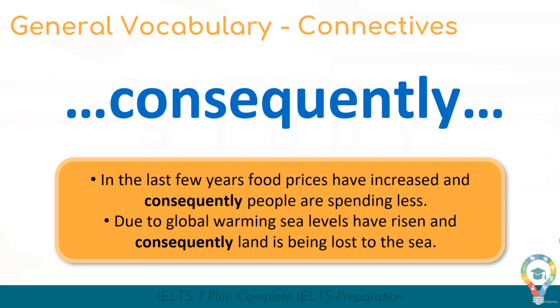And the next example. Due to global warming, sea levels have risen, and consequently, land is being lost to the sea. So we have this problem of global warming and sea levels. What's the effect of it? Consequently, land is being lost. So we have just two examples for the use of consequently to show the effect of something. I would say consequently is a slightly higher level connective. So if you can use it accurately in the IELTS test, I would suggest doing so because it shows a level of fluency in English.